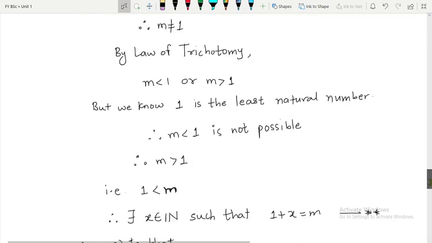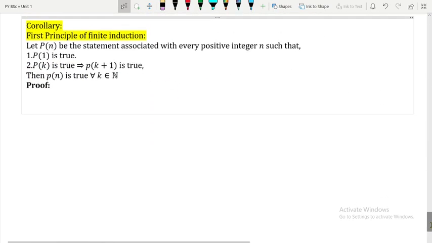Now we are going to use the same theorem in order to prove a very important theorem, that is the first principle of mathematical induction, and this theorem is used to prove plenty of examples that are related to natural numbers. So let us see what the theorem is. Let P of n be the statement associated with every positive integer n. This induction principle is used if you want to prove something that is related to what? Set of positive integers, or you can say set of natural numbers.